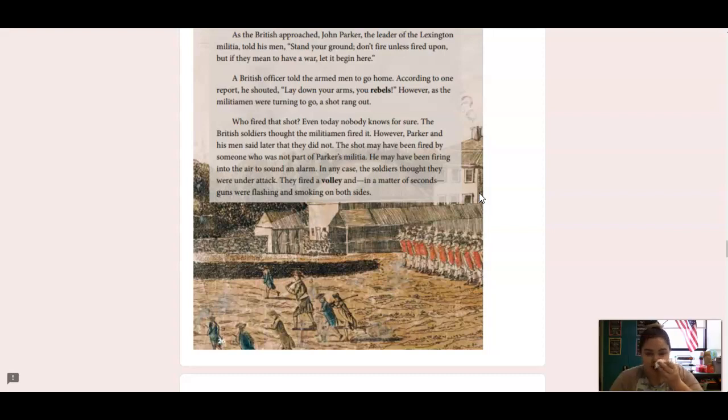Who fired that shot? Even today, nobody knows for sure. The British soldiers thought the militiamen fired it. However, Parker and his men later said that they did not. The shot may have been fired by someone who was not part of Parker's militia. He may have been firing into the air to sound an alarm. In any case, the soldiers thought they were under attack. They fired a volley, and in the matter of seconds, guns were flashing and smoking on both sides.